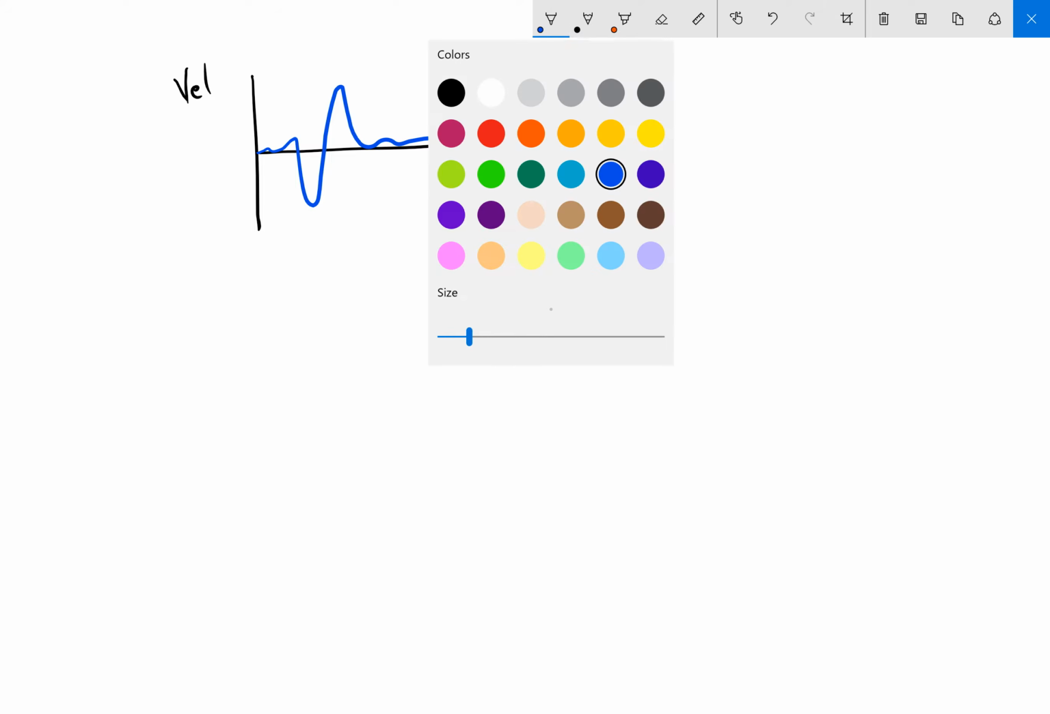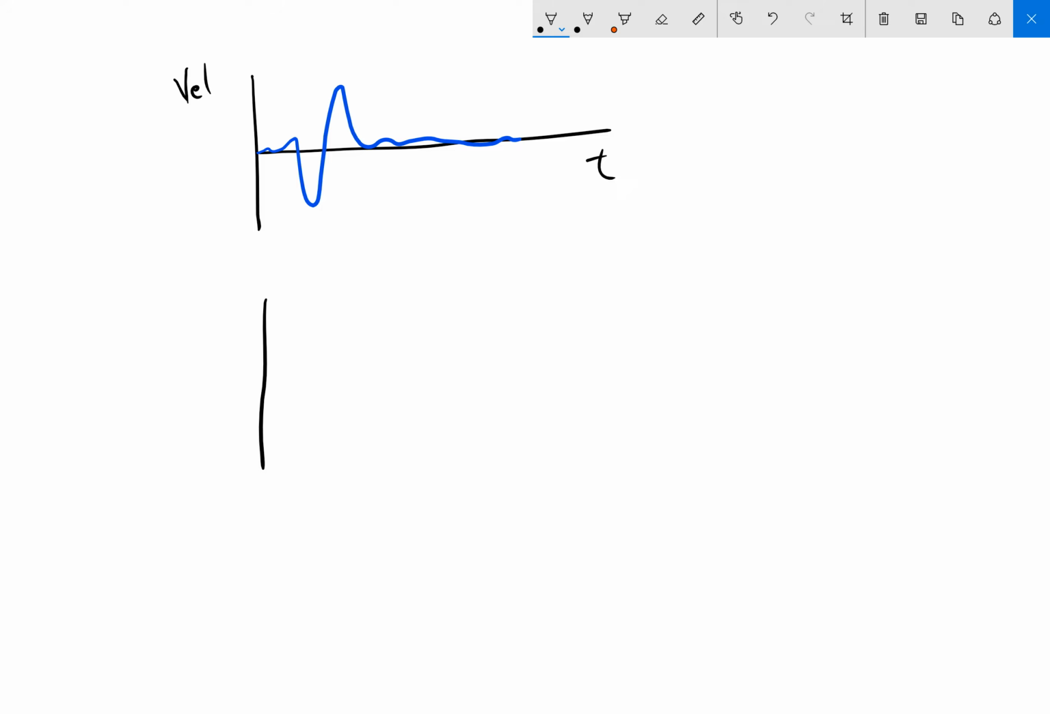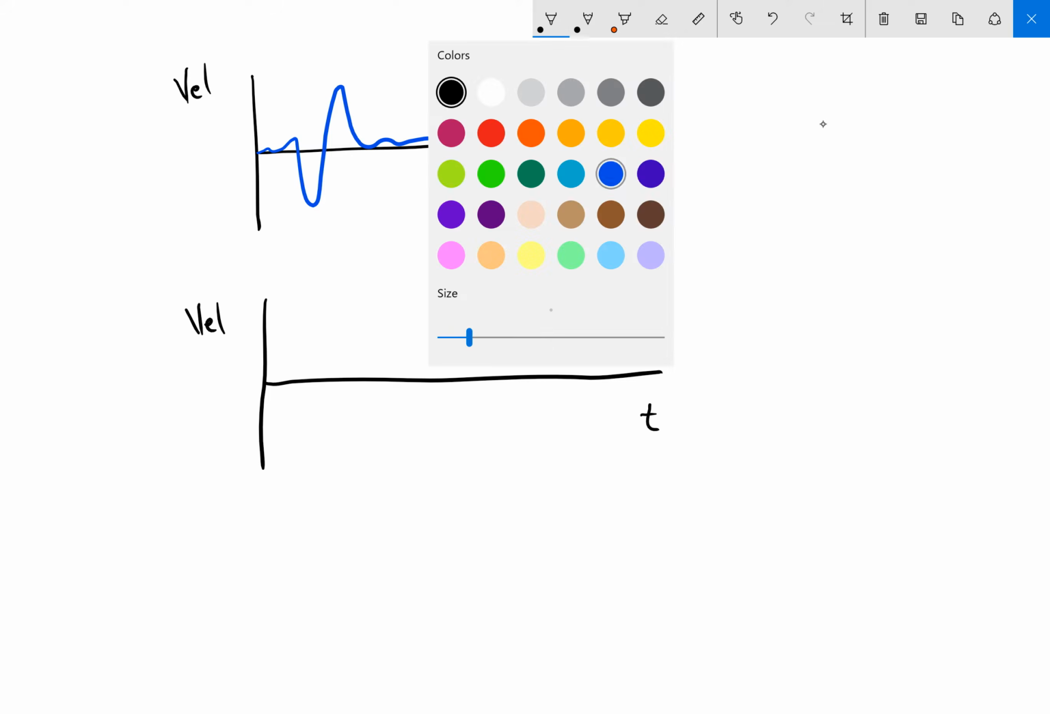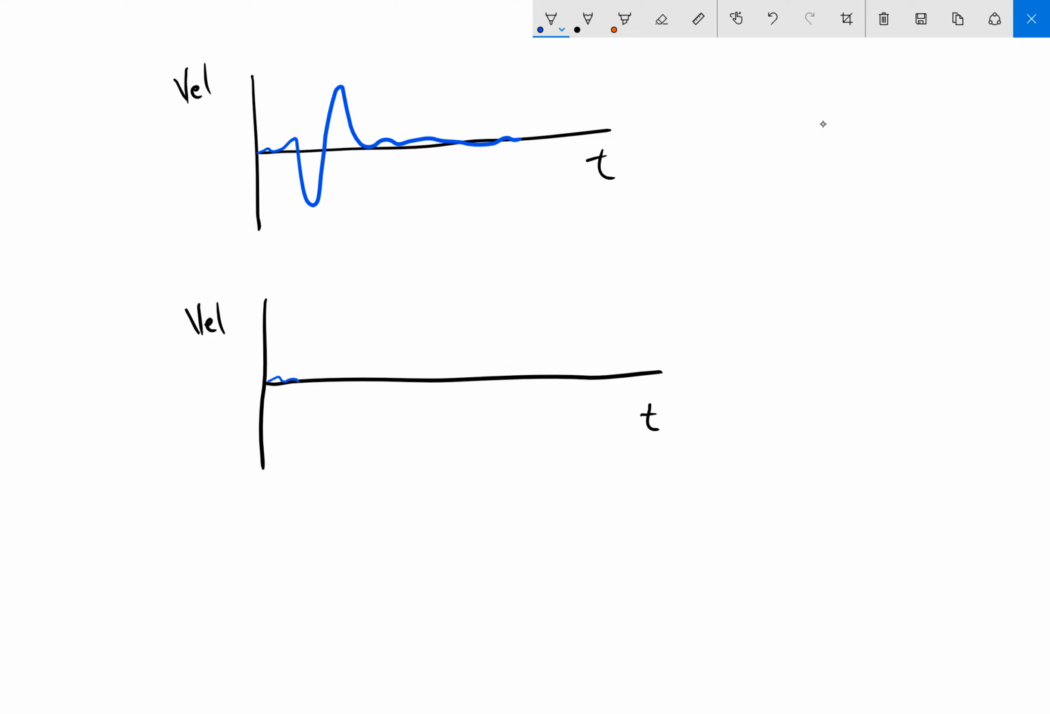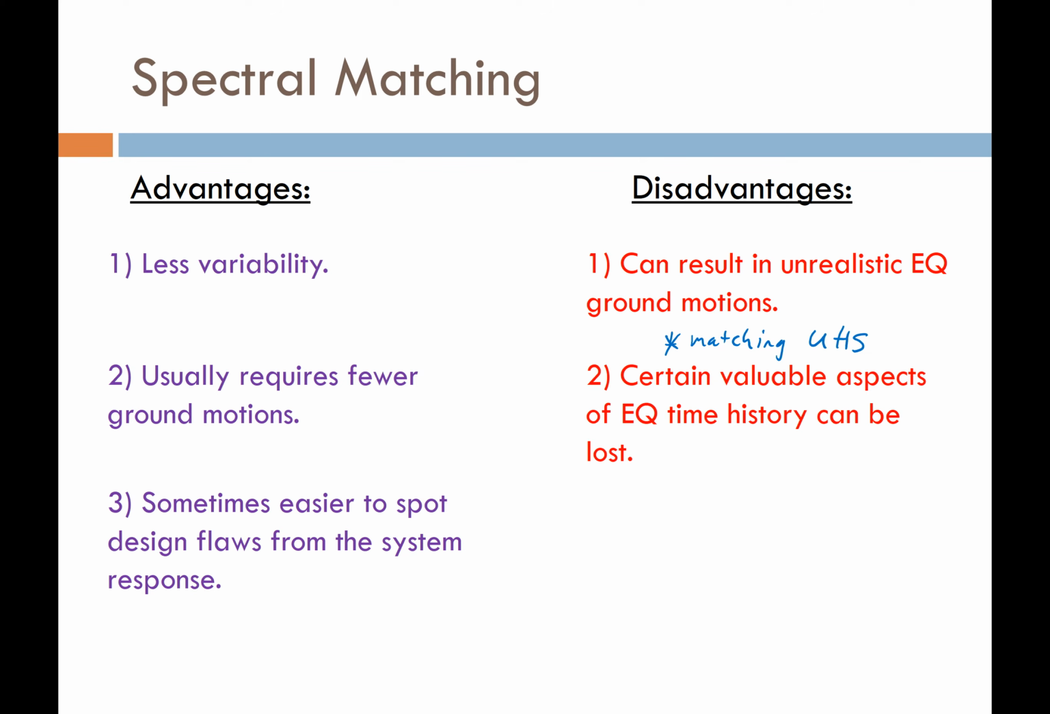But one of the things that I commonly see is after spectral matching sometimes, by the time we're done, that velocity pulse might look something like this. It gets filtered out or damped or whatever. It gets modified to the point that we essentially removed that pulse from our record. If you chose that record because you like the pulse that is in it, then you want to keep your pulse. So we want to be careful with our spectral matching to try to retain the aspects of the time history that are valuable to us.